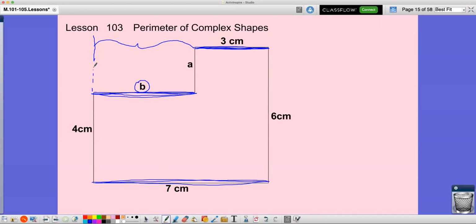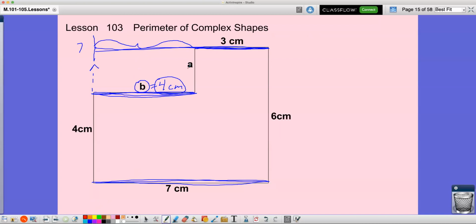So if I was to bring this up and start it off here and then go all the way across, that position, that's going to be 7 minus that 3. So that means this B, I've determined what that means. It's going to be B equals 4 centimeters. So B equals 4 centimeters.